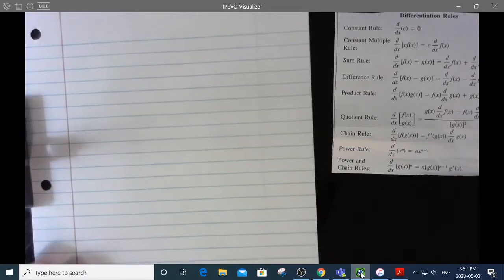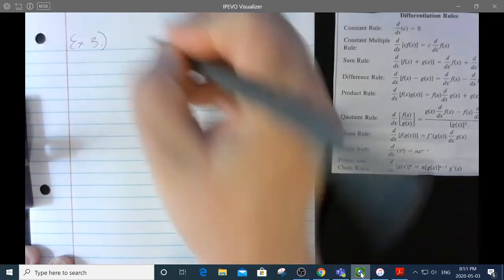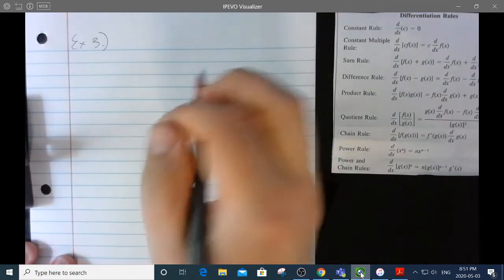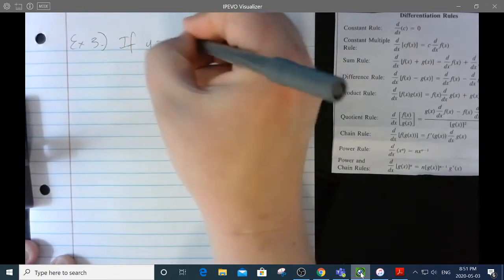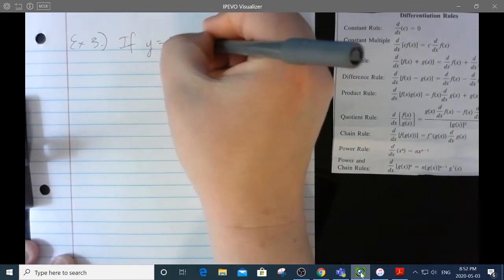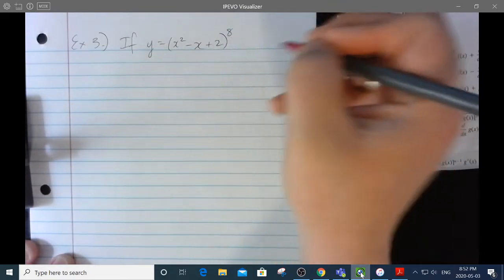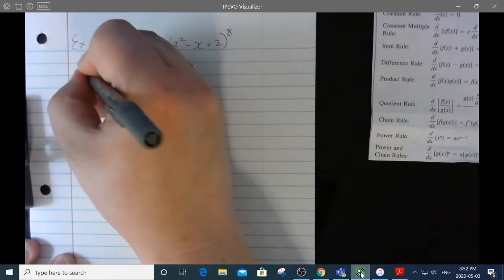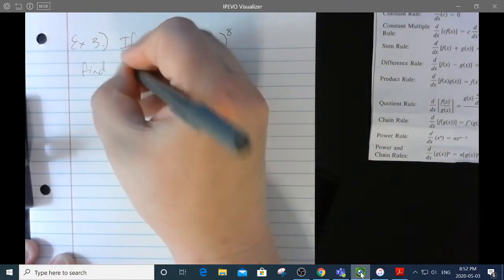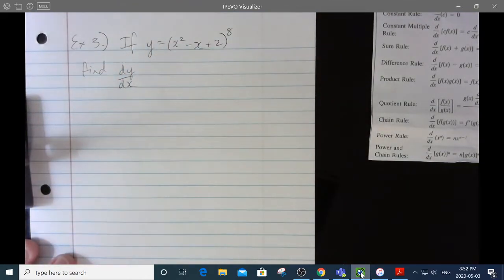We'll call this... I've kind of forgotten what my numbering is. I think I'm on example 3, but I don't remember. If I'm not, you can fix that yourself. Example 3. Let's use more Leibniz-y notation this time. If y equals x squared minus x plus 2, we'll also do a trinomial instead of a binomial, and we'll use the power of 8 again. I don't know why, but I like the number 8. This time I will say find dy by dx, just to throw in some Leibniz notation.